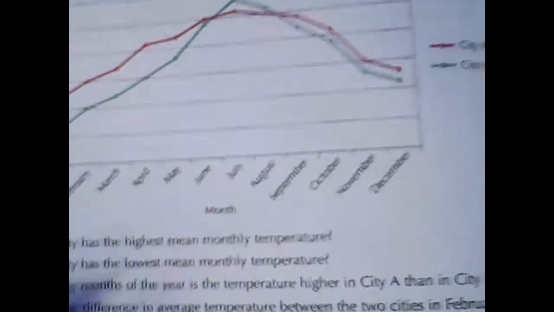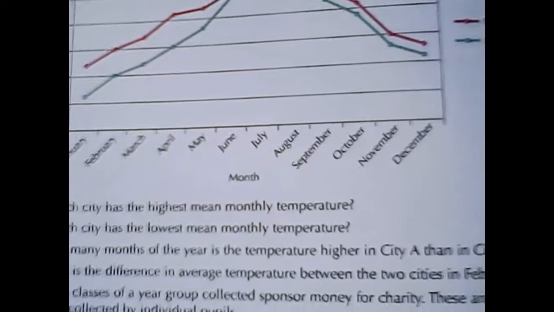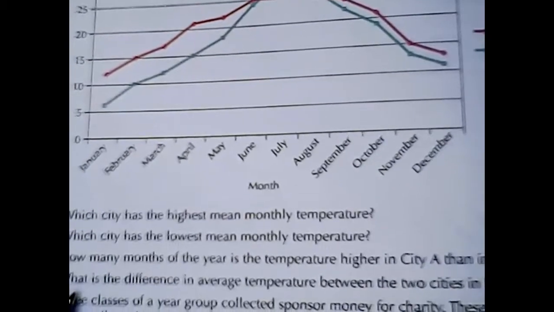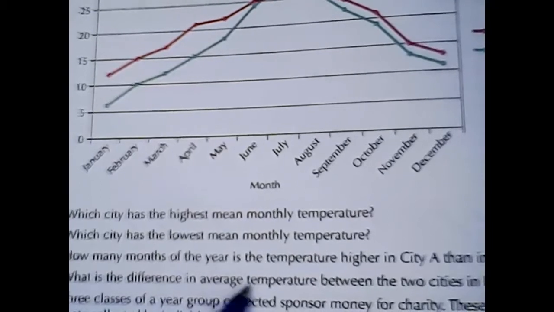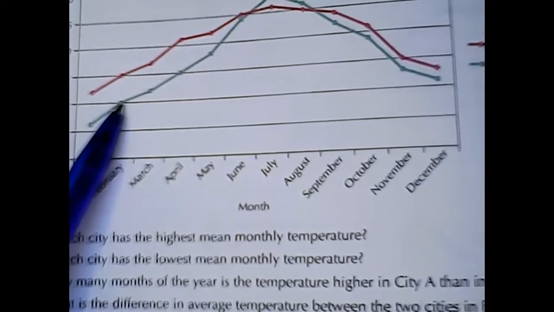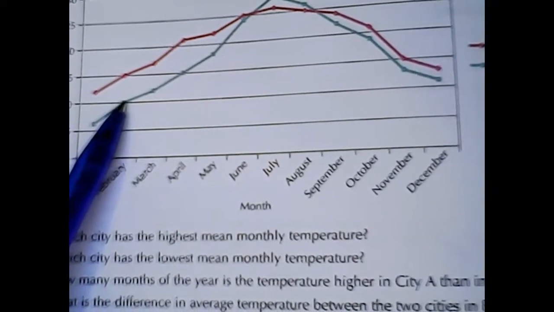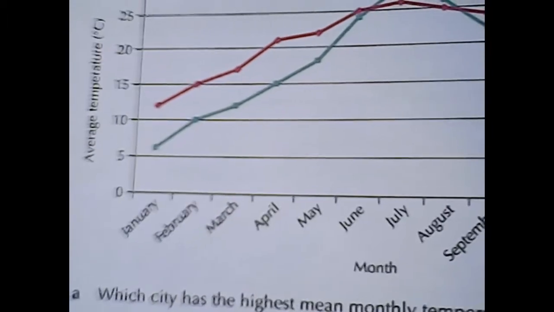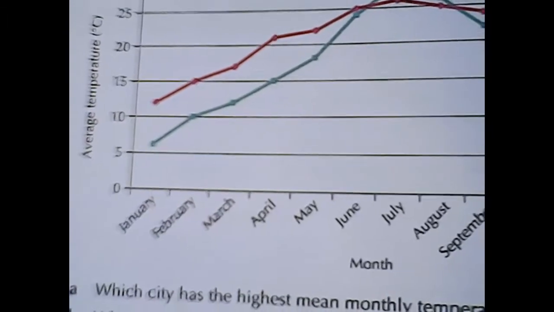So that's 10 months. Okay, and then again, just looking at the diagram, what is the difference in average temperature between the two cities in February? So we look here, February here, city B is 10 degrees, city A is 15 degrees. Okay, so the difference between the two of them is 5 degrees.